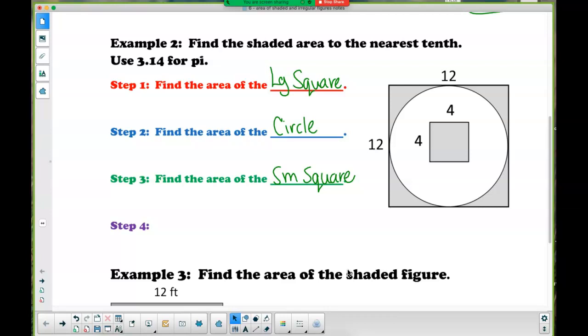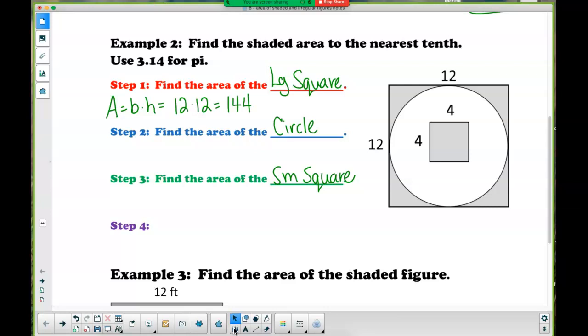Okay, so let's start with the large square. How do I find the area of the large square? The big square, what do we do? The area of a square is base times height. So what am I going to do with that? Caleb? Like 12 times 12. Yeah, 12 times 12, which is 144.